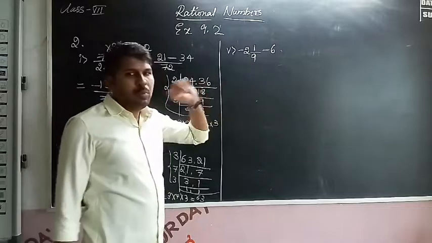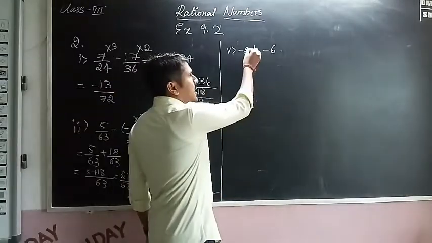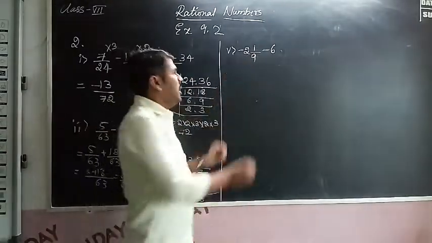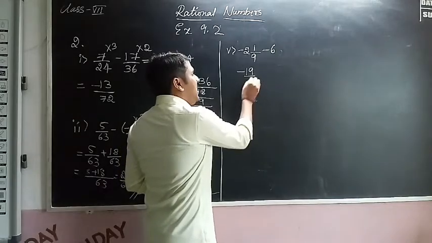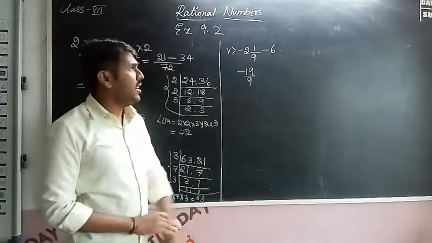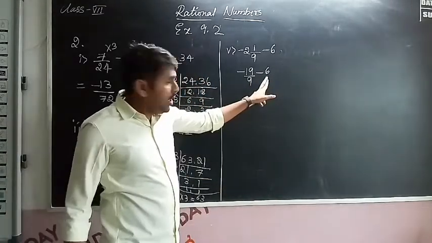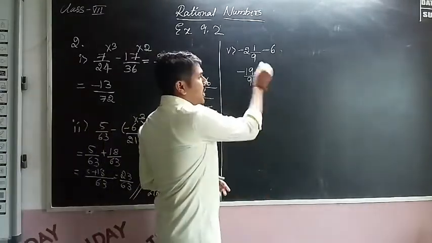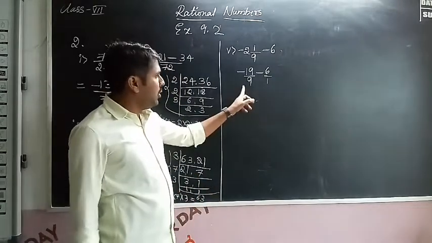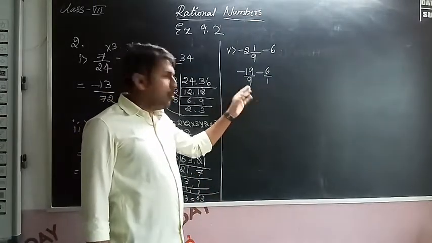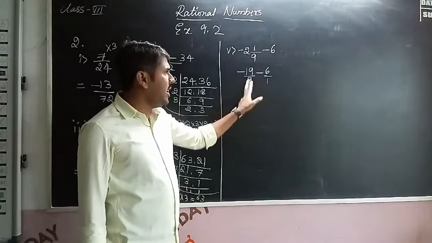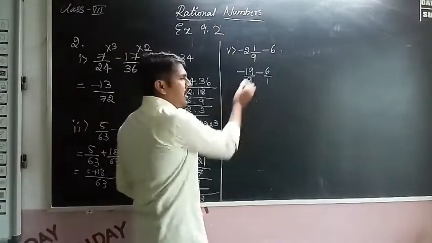Convert it into an improper fraction. 9 2s are 18. 18 plus 1 is 19, minus 19 by 9 and minus 6 is there. So if there is no denominator, it means 1 will always be there. Okay, so what will be the LCM of 1 and 9? Obviously 9, because 1 9s are 9 only. So keep it as it is, 9.